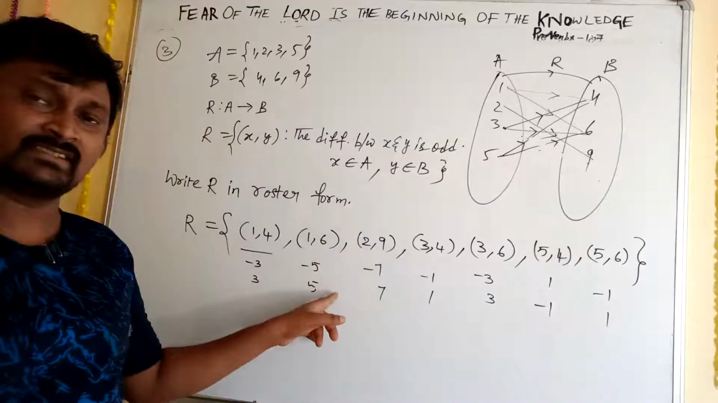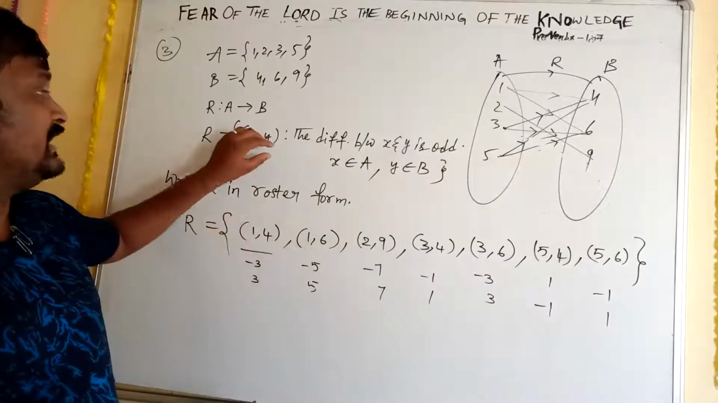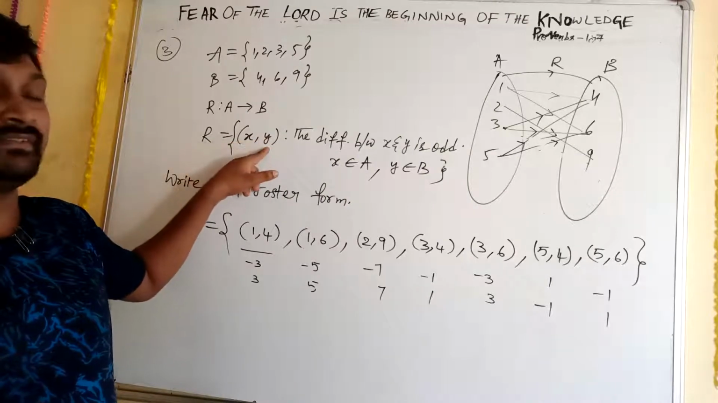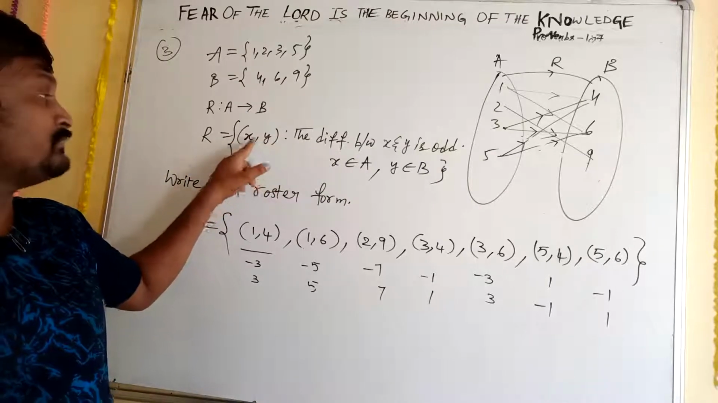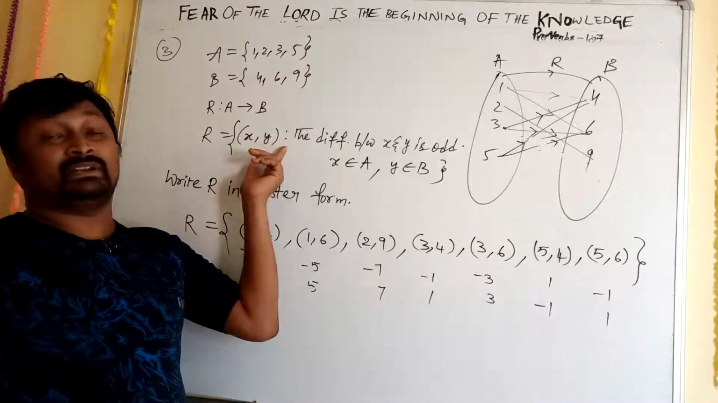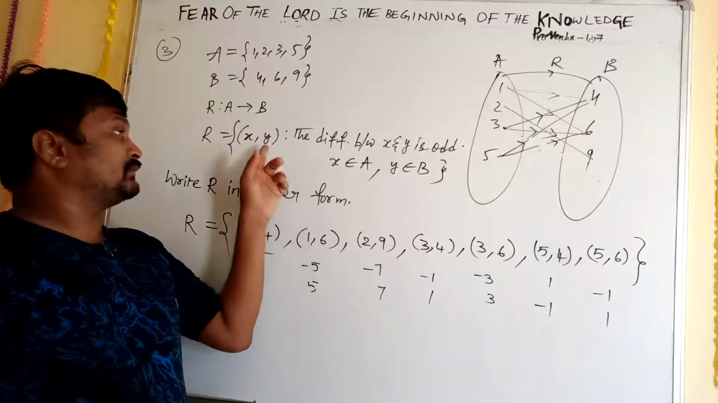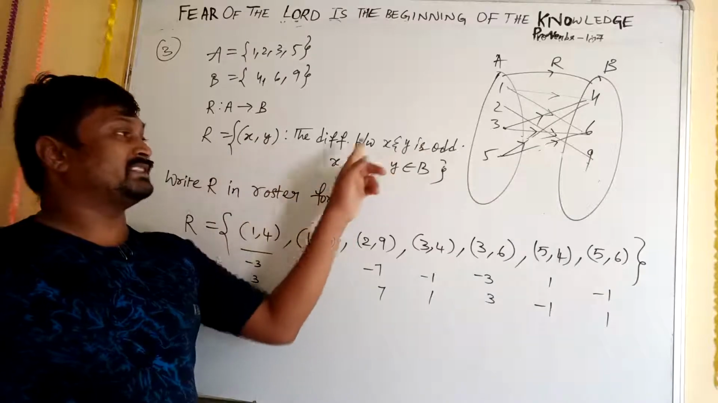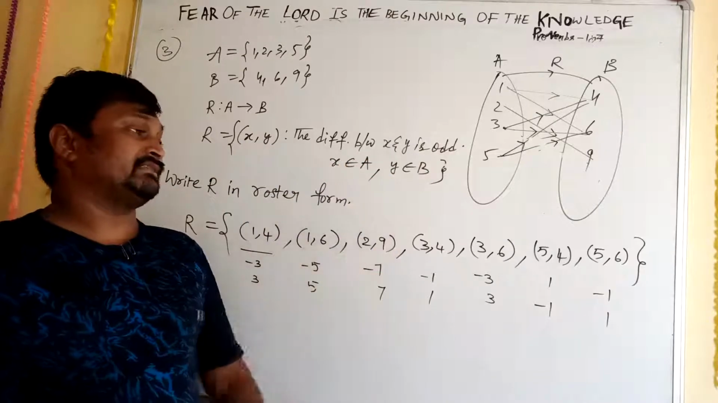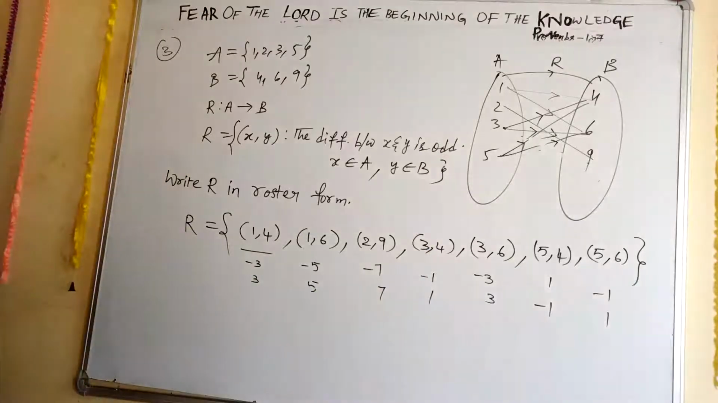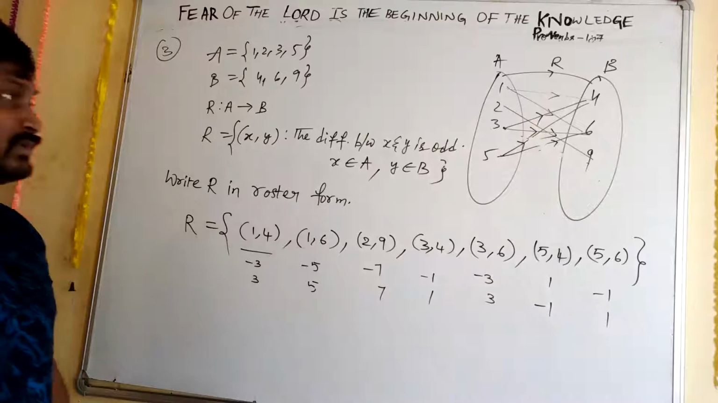Any doubt in this? So they have given in your relation x comma y such that this is your set builder form. So we have written it as roster form. Here the difference between x and y is odd. So x minus y should be odd. We need to get that, that's what we have written. I hope you all understood what I have written.